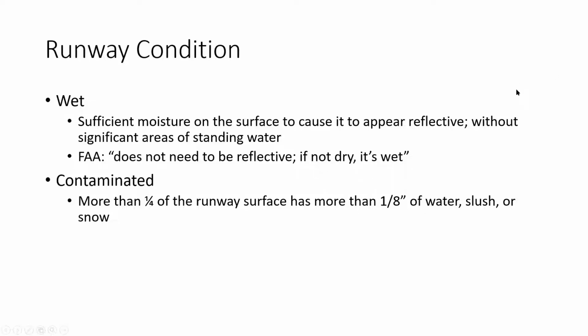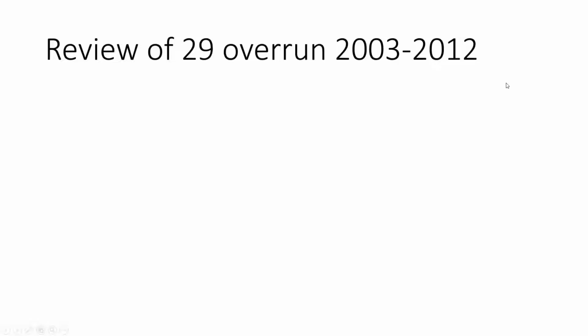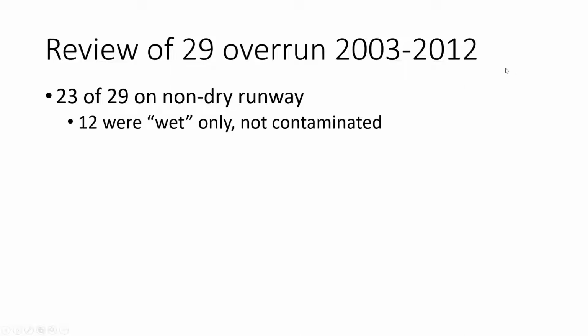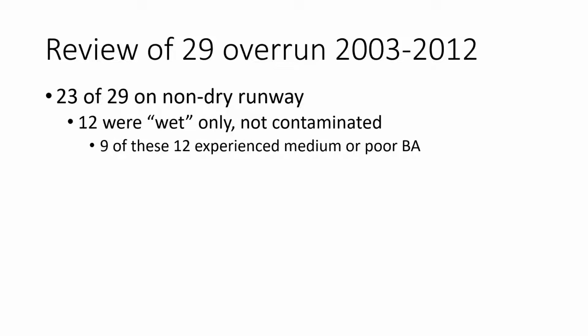Boeing did a review of 29 transport category runway overruns across about a decade. What they found was 23 of these 29 were on non-dry runways. Of those 23, 12 were wet only, not contaminated. So a condition of a wet-only runway, without that extra depth that makes it contaminated, still accounted for over half of the non-dry incidents in this particular survey. With these wet-only runways, 75% of them experienced medium or poor braking action.